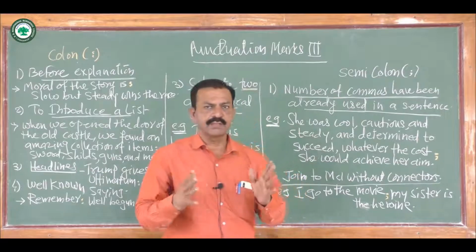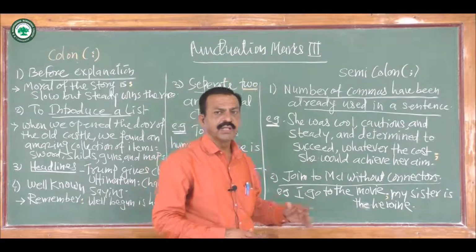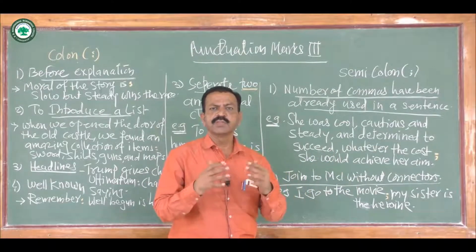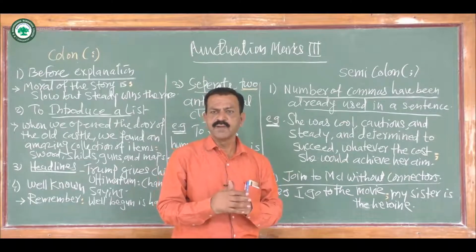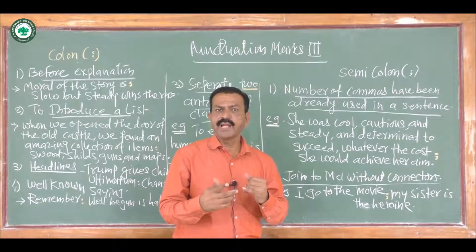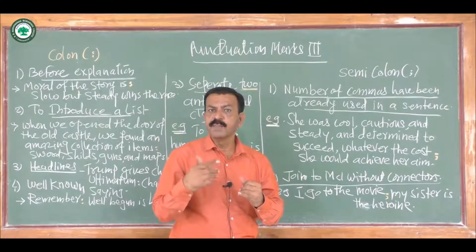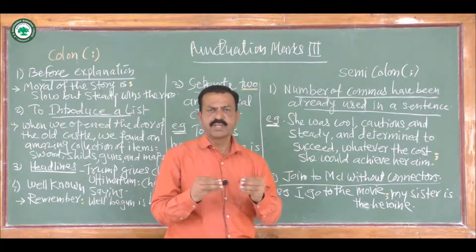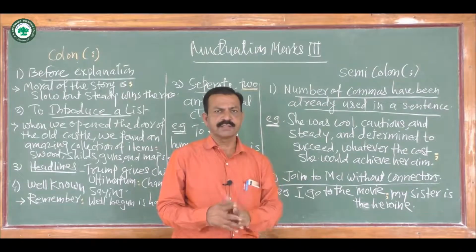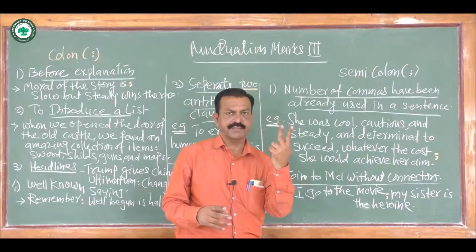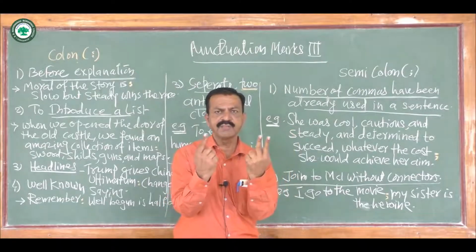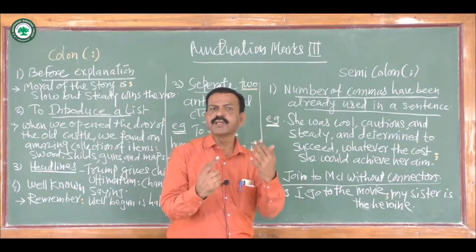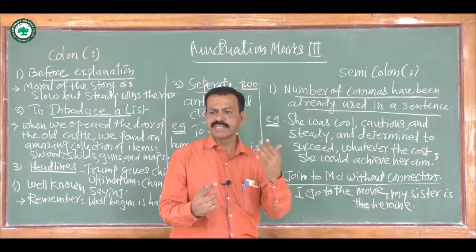without connectors. So what is a connector? A connector means a word which joins or connects two clauses or phrases. For example, and, so, or, but. With the help of these words, we can join the clauses. Such words are called connectors. And when two main clauses are connected without a connecting word, or we say connector, here we have to take the help of semicolon.